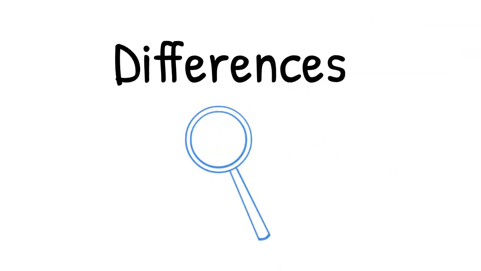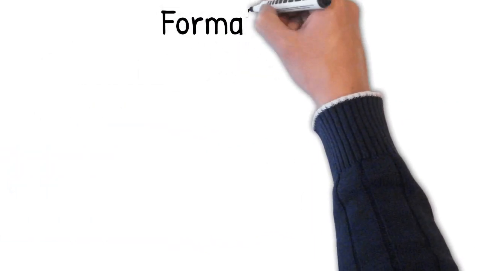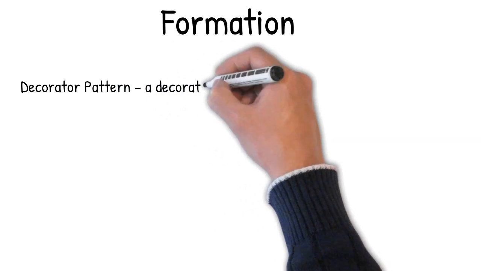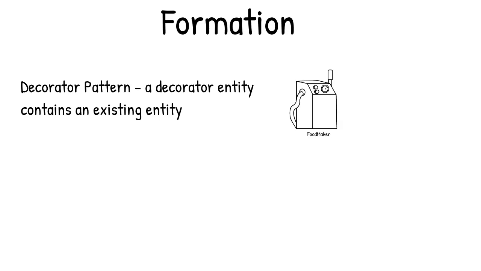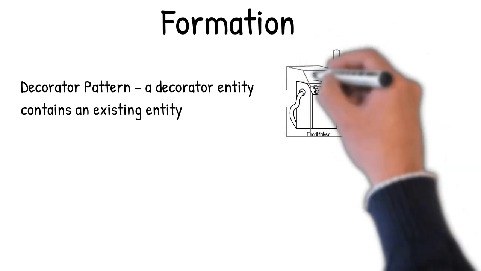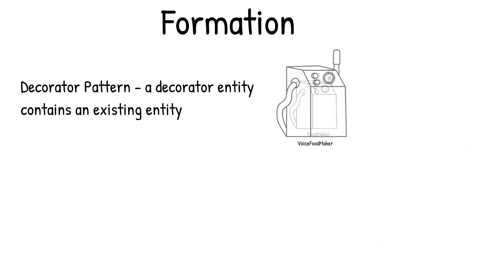Now let's take a look at the differences between these two patterns. The first key difference is the formation. In case of decorator pattern, it forms a decorator or a container which contains an existing entity reference. So like in our case, we had a FoodMaker and then it was decorated by VoiceFoodMaker. VoiceFoodMaker internally consumes FoodMaker and does some extra operations on top of it.